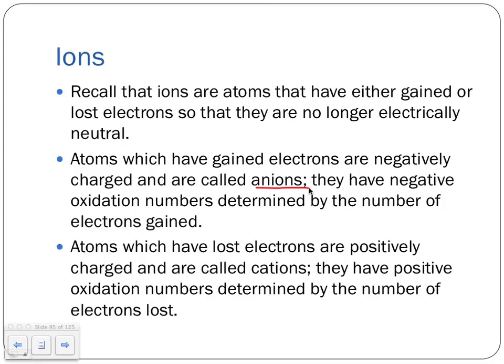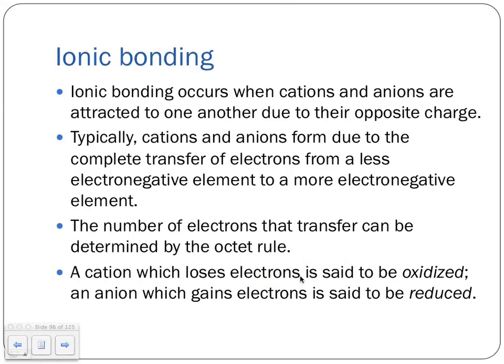If it gains 1 electron, it would have an oxidation number of -1 in a compound. If it gains 2 electrons in a compound, then it'll have an oxidation number of -2. Atoms which have lost electrons now have more protons than electrons, more positives than negatives, and are called cations. They have positive oxidation numbers determined by the number of electrons lost. If they lose 1 electron, they have an oxidation number of +1. If they lose 2 electrons in a chemical reaction, they would have an oxidation number of +2.